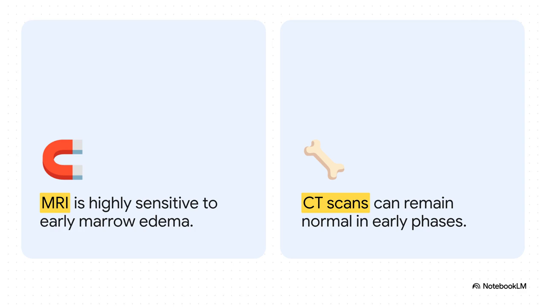MRI, that is your absolute gold standard. It's incredibly sensitive to early marrow edema. On the flip side, CT scans and plain X-rays are notoriously insensitive. They can look completely normal in the early phases of infection.